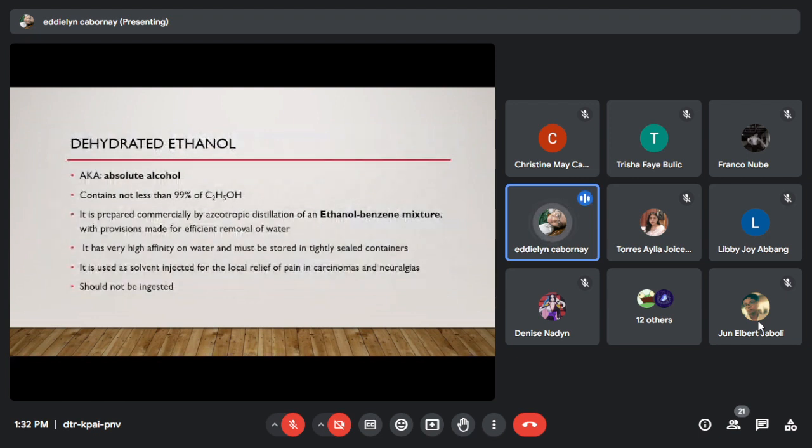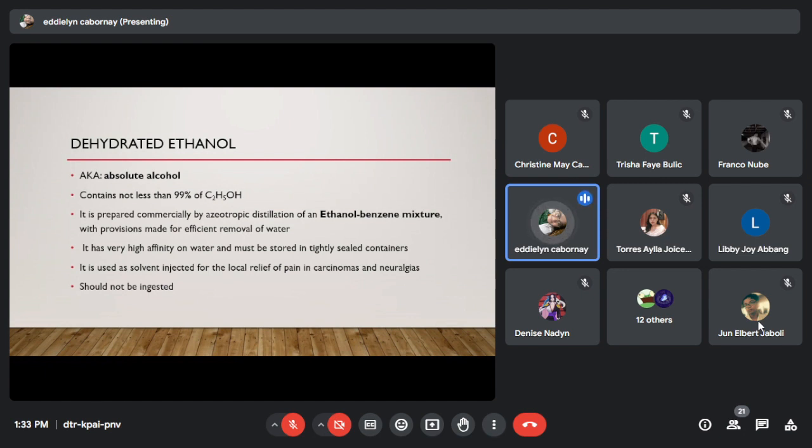Okay, so we have dehydrated ethanol. Dehydrated ethanol, the other term is absolute alcohol. So this contains not less than 99% of ethanol. It is prepared commercially by azeotropic distillation of an ethanol-benzene mixture with provisions made for efficient removal of water. So it has a very high affinity for water and must be stored in tightly sealed containers.